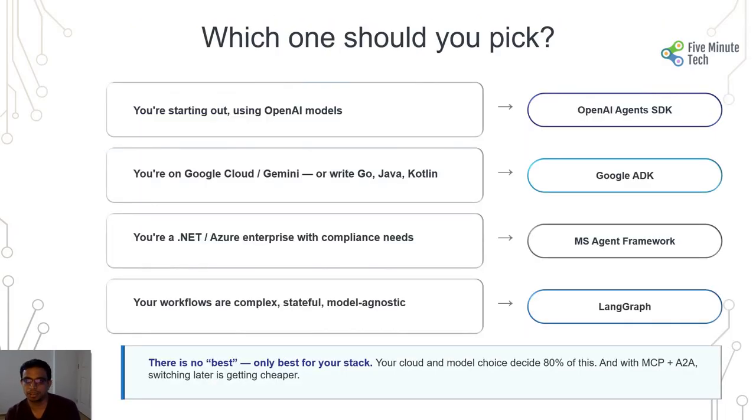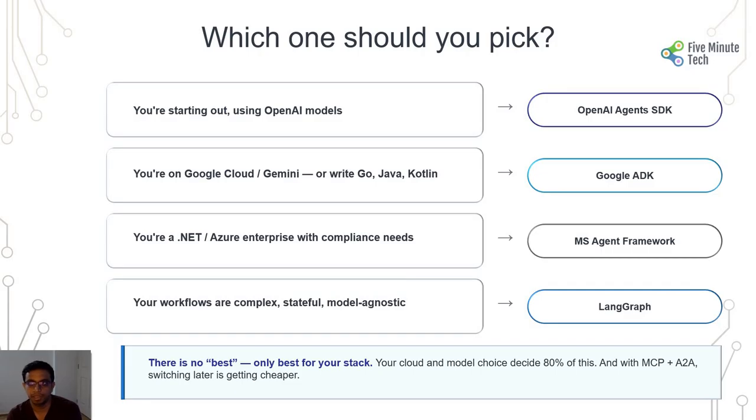Now, which one should you pick among all these four? For example, if you're starting out and you're using OpenAI ChatGPT models and all, you can go for OpenAI Agents SDK. If you are on Google Cloud, your enterprise supports Gemini, and you write your code in Java, Go, Kotlin, you can go with Google ADK. If you are a .NET and Azure enterprise, or your company has a lot of .NET applications with compliance needs, then you can go for MS Agent Framework. And if your workflows are complex, stateful, and model agnostic, then you can go with LangGraph, with the maximum learning curve. Now there is no best or only one pick for this. Your cloud or model choice decides what you will pick.